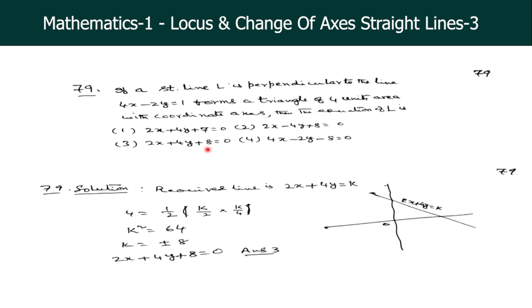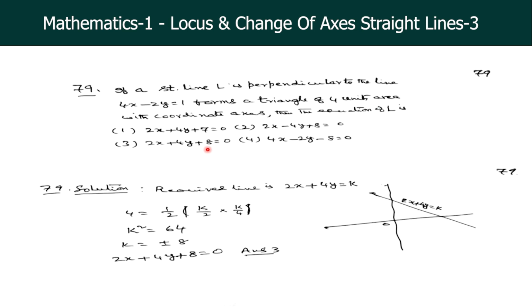Okay? Right. The given line equation is 4x minus 2y is equal to 1. Any line perpendicular to the given line is of the form 2x plus 4y is equal to k. So the required line is 2x plus 4y is equal to k.